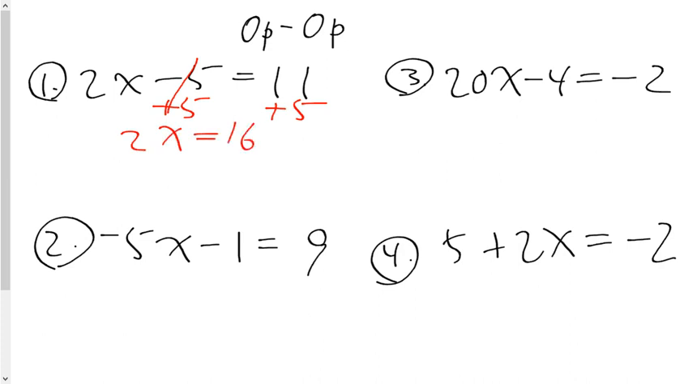I now have a multiplier of 2 left, which means we're multiplying our variable x by 2. The opposite of multiplying by 2 is dividing by 2. And our final answer is x equals 8.